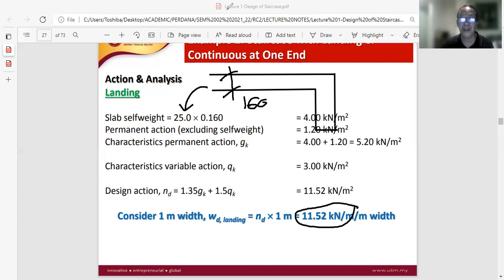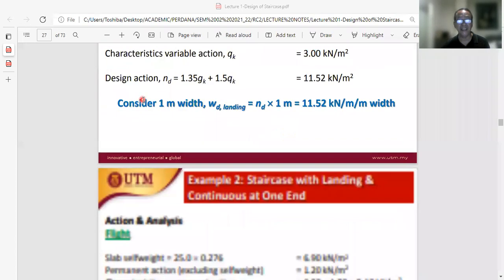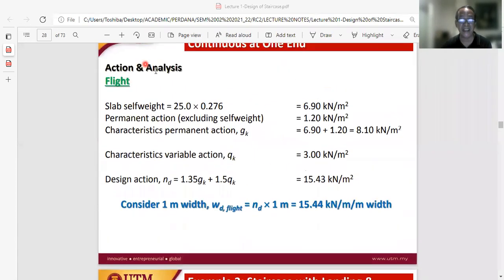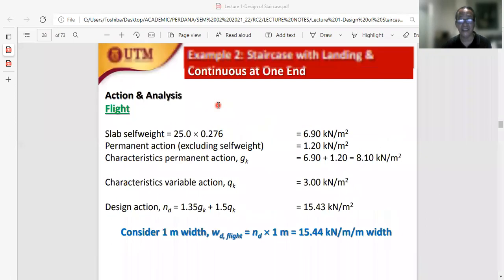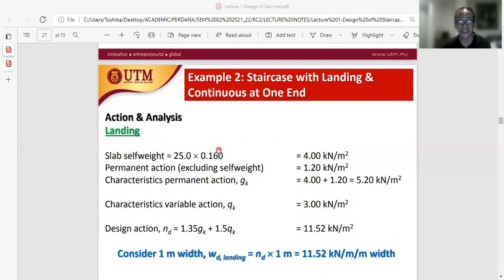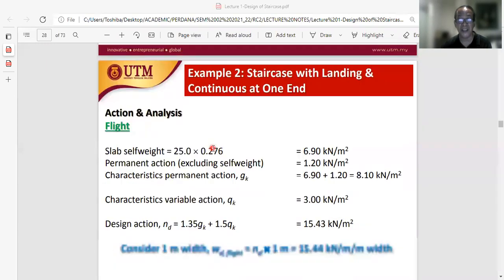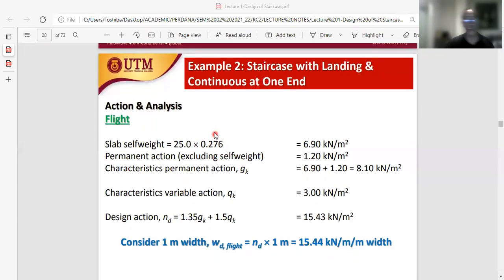We proceed kepada bahagian staircase, okay, for the inclined section. This is the inclined section where we are using the average thickness. Kalau tadi the actual thickness, this is for landing 160. Okay, for the flight ataupun for the staircase, the inclined section, we now use the average thickness, and we have GK total 8.1, and finally we have 15.5.